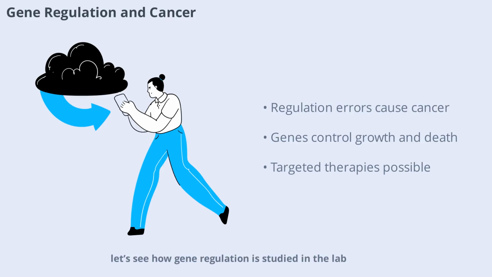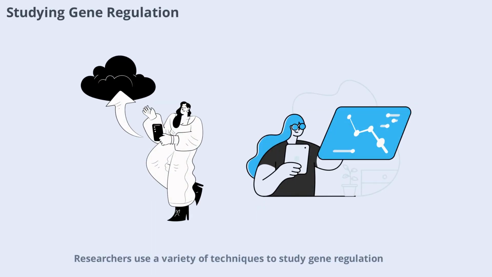Next, let's see how gene regulation is studied in the lab. Researchers use a variety of techniques to study gene regulation, such as DNA sequencing, RNA analysis, and protein assays. These tools help scientists identify which genes are active, how they're controlled, and what happens when regulation is disrupted. Advances in technology have made it possible to study gene expression in single cells, revealing new layers of complexity.